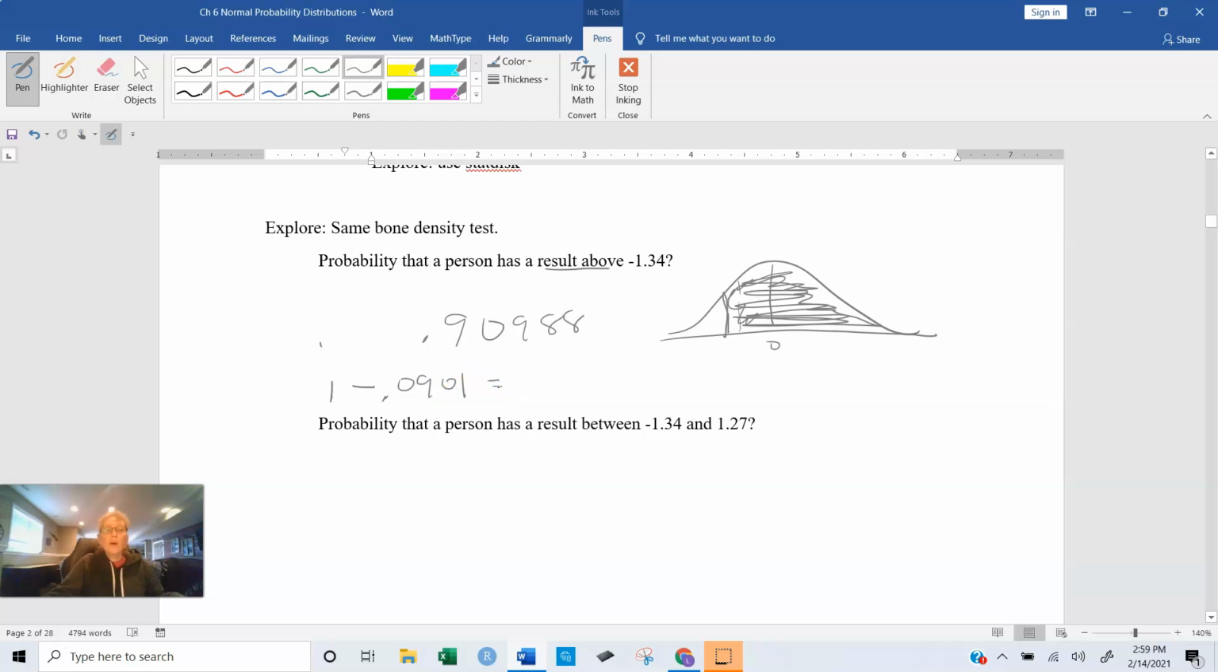Subtract those two, and that would give you your value from the table. All right, now this is the fun part. We want to know the probability that has a result between. So now we've got our mean, which is 0. Now we've got the negative 1.34, and we've got the positive 1.27. I want to know the value here.